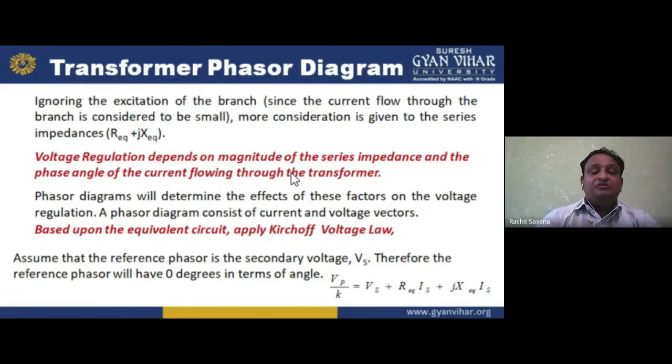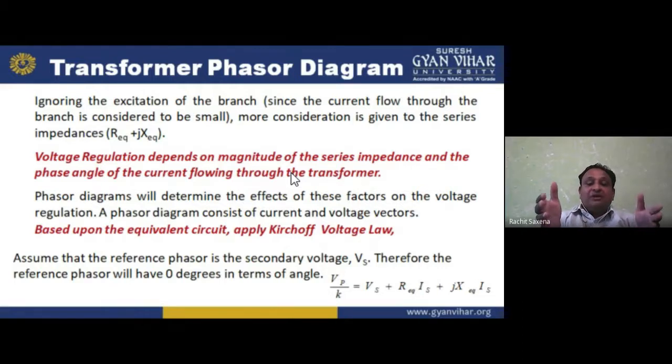Now, ignoring the excitation branch, since the current flow through the branch is considered to be very small, more consideration is given to the series impedance, that is R equivalent plus jX equivalent. So voltage regulation depends on the magnitude of the series impedance.